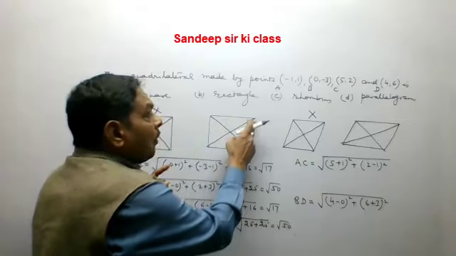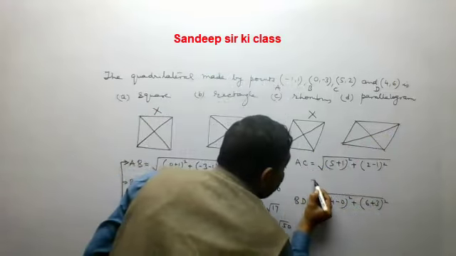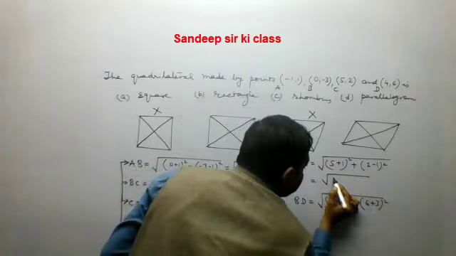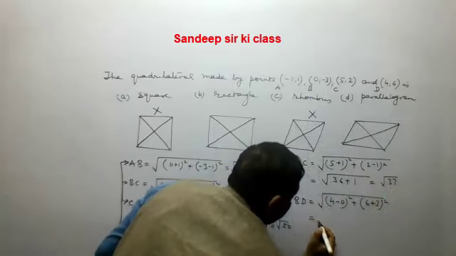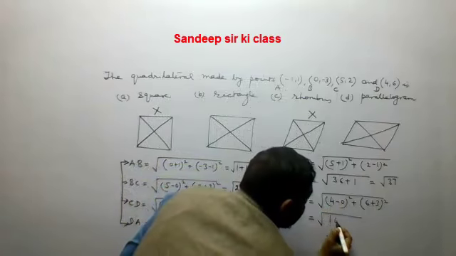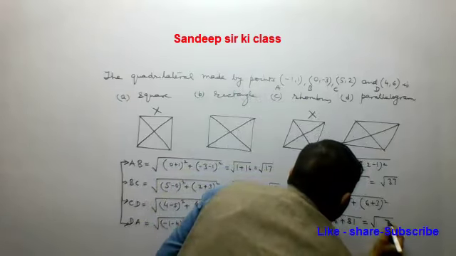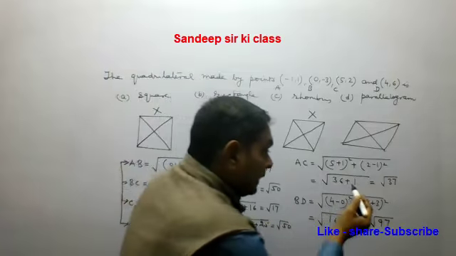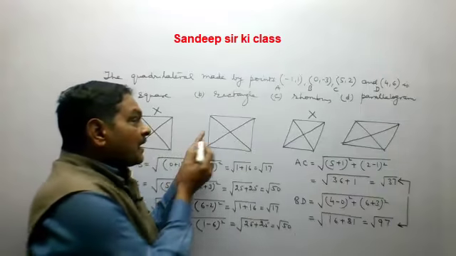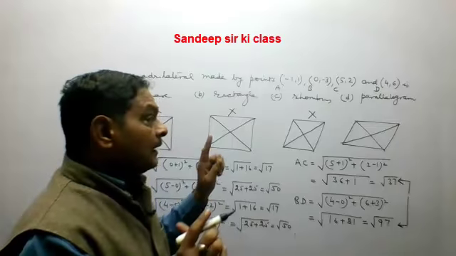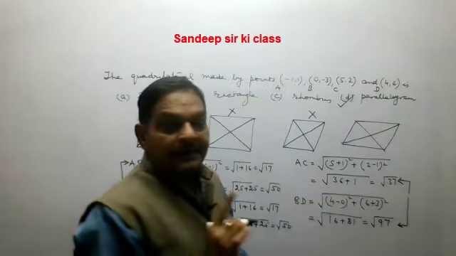Now rectangle has both the diagonals equal, whereas parallelogram has diagonals not equal. So calculate AC, which is the diagonal. This is equal to under root 6 square, which is 36, plus 1 square, 1. This is equal to under root 37. BD will be equal to under root 4 square, which is 16, plus 9 square, which is 81. This is equal to under root 97. Clearly, this AC is not equal to BD. That is, diagonals are not equal. Diagonals are not equal means it cannot be a rectangle, and hence the quadrilateral made by these points has to be a parallelogram. So here option D is the correct option.